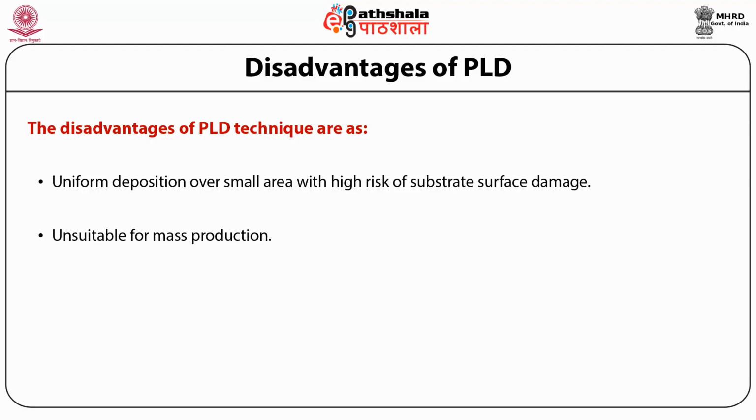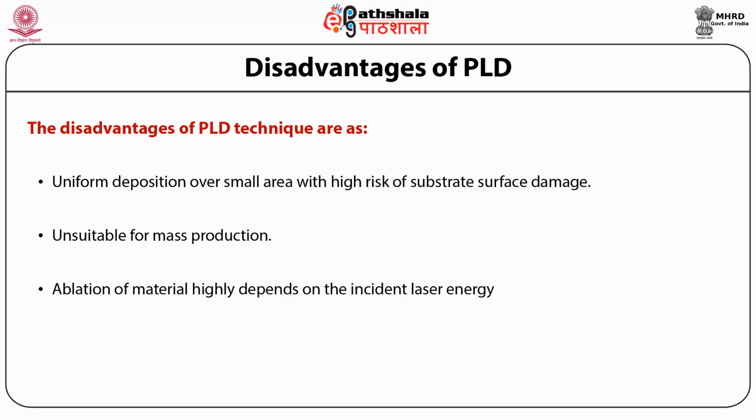Then lastly and thirdly, ablation of material highly depends on the incident laser energy. So in this case, how the material is going to be ablated depends on how much energy we are giving through the laser. If a high energy laser is given, then the ablation rate will be different and the deposition rate will be different, and we'll get a different quality and thickness of the thin film. And in the case of low energy, we'll get different characteristics of the film because the nature of the ablation of the material will be different.